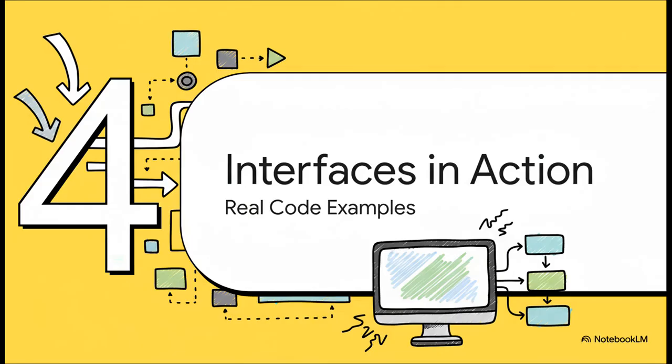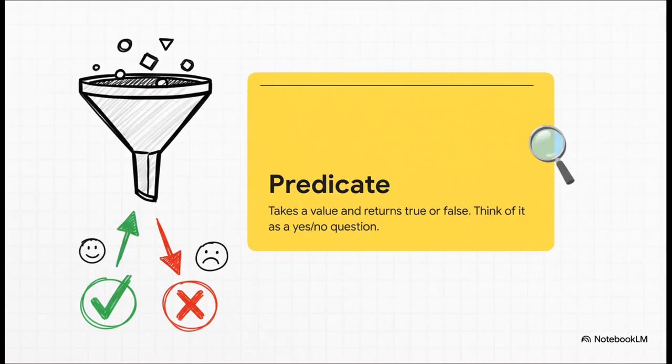All right, theory is great, but let's be real. Code is where the magic happens. So let's move on and see exactly how each of these core interfaces looks and feels in a real example. First up is the predicate. Its entire job, its whole reason for being, is to evaluate a piece of data and give you back a Boolean, true or false. Simple as that.